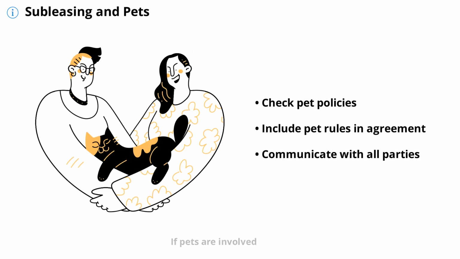If pets are involved, the sublease agreement should specify whether they are allowed and any related rules or deposits. The original lease may have restrictions on pets, so it's important to review those terms and communicate clearly with the landlord and subtenant. Proper planning helps avoid conflicts and ensures everyone's expectations are met.